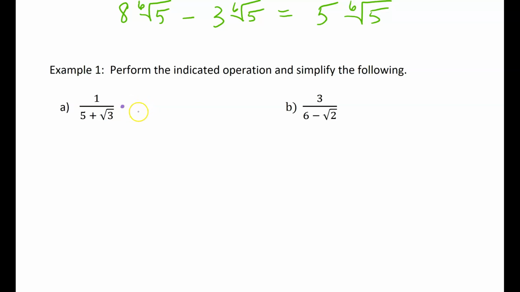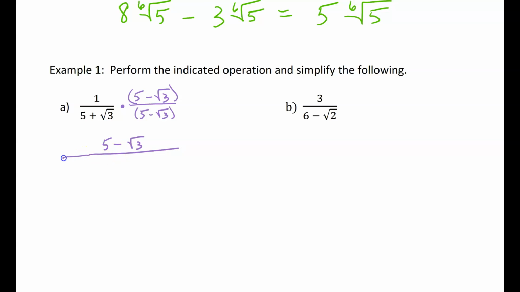All right. Yep, so we're going to multiply by the radical conjugate. So this is going to be 5 minus the square root of 3. And whatever you do to the denominator, you have to do to the numerator as well. Okay, and then you just multiply across. I've got 1 times, so nothing changes in the numerator. It's just going to become 5 minus the square root of 3.